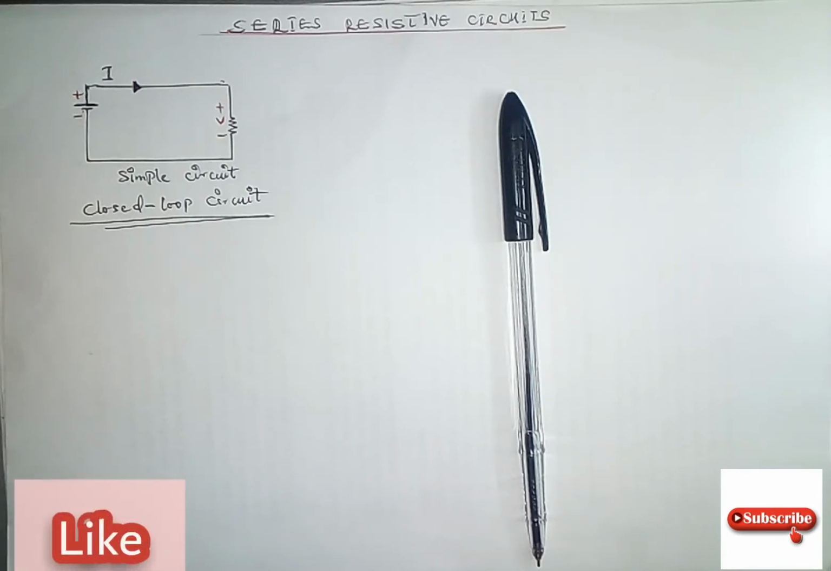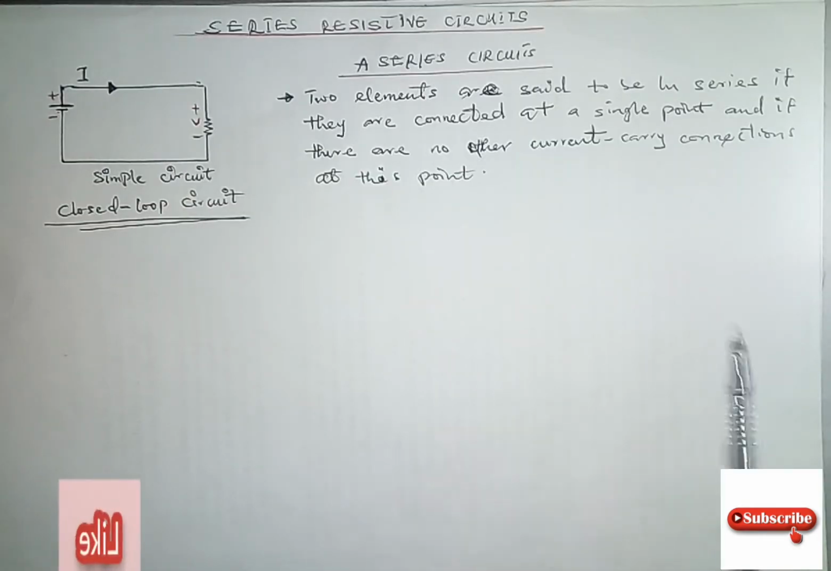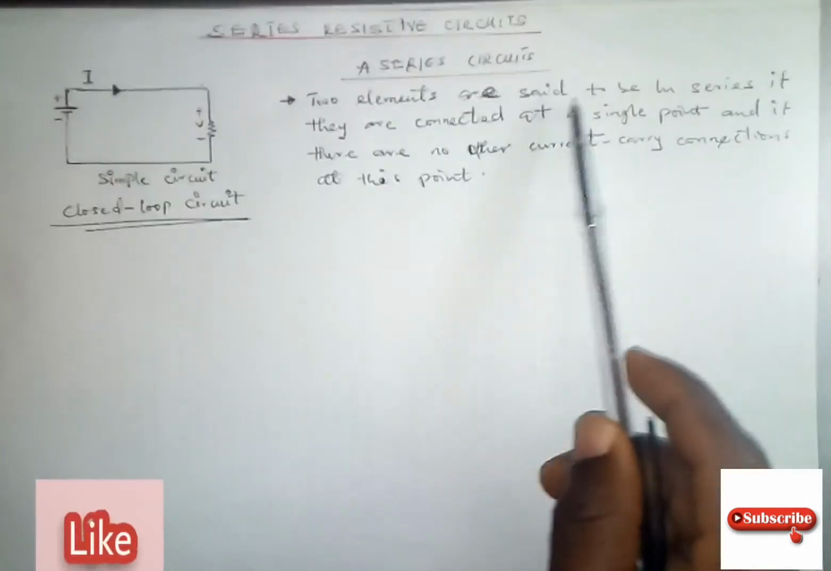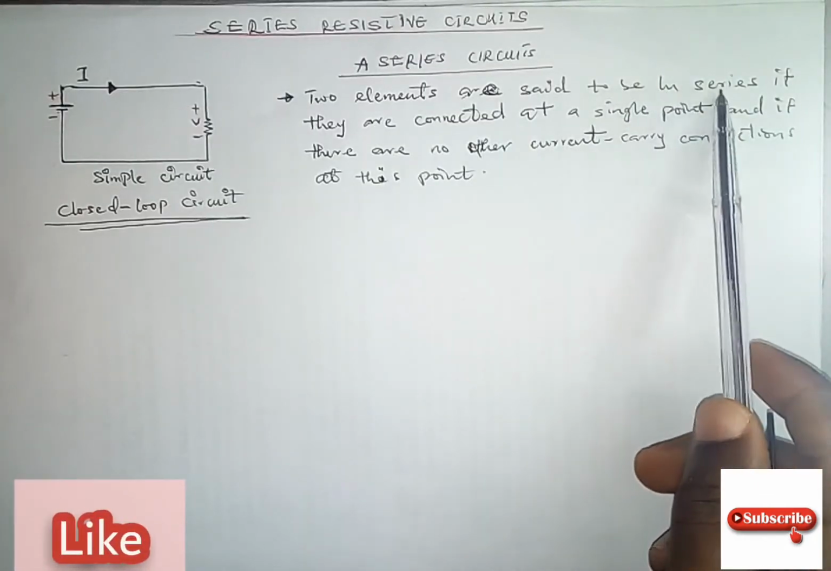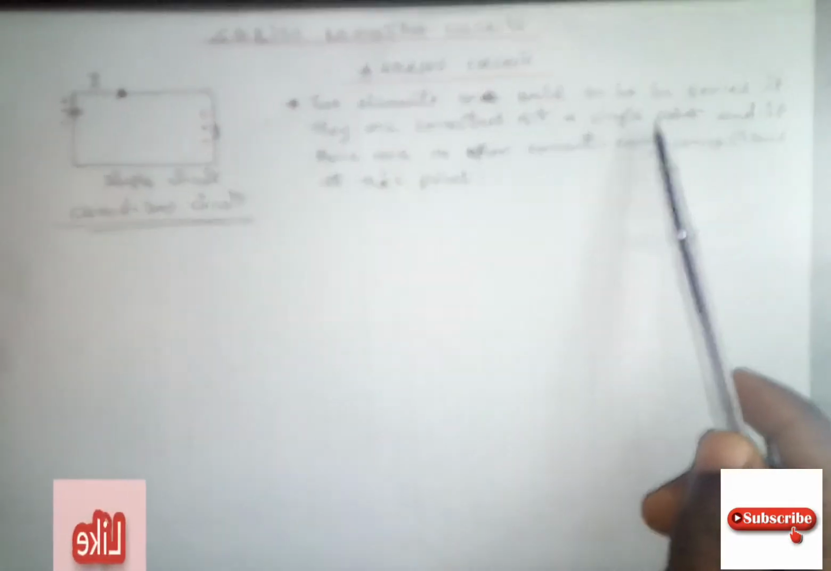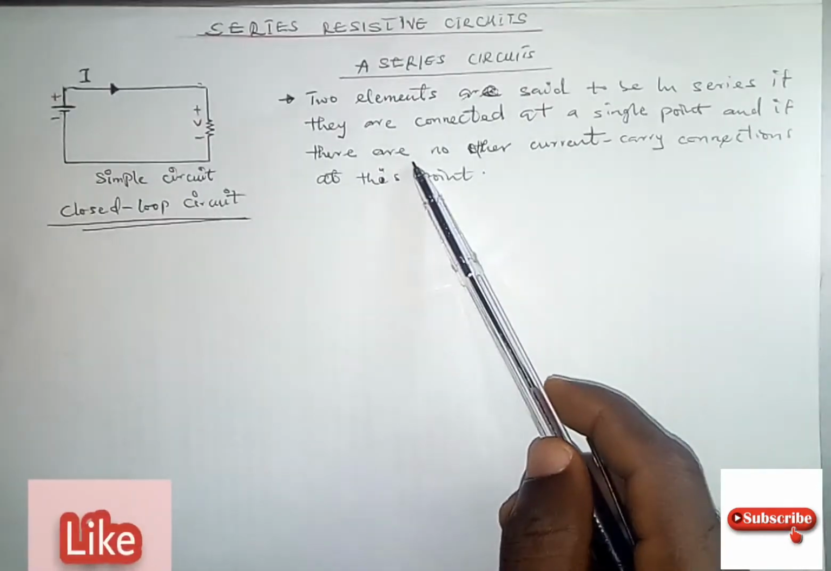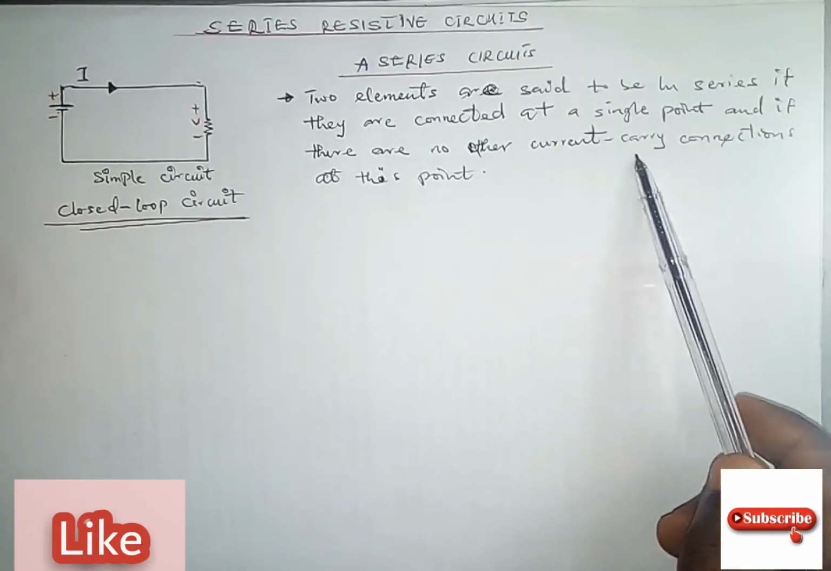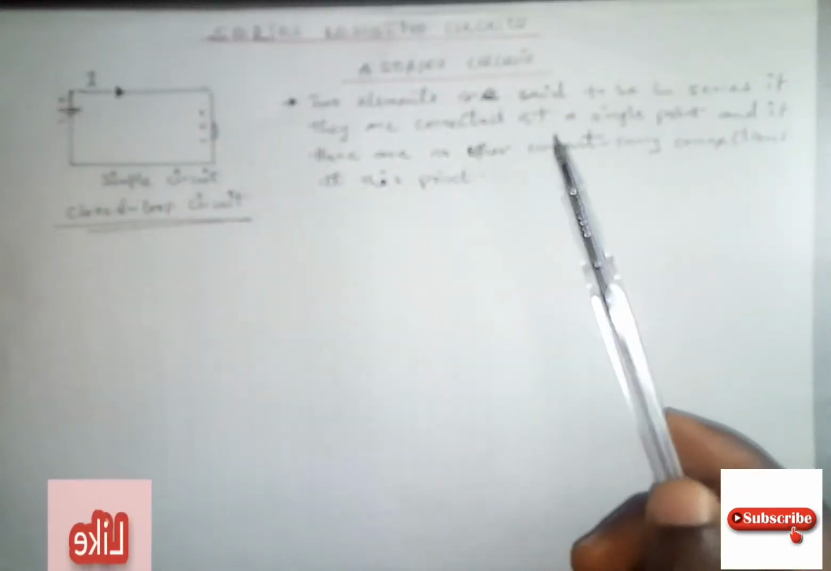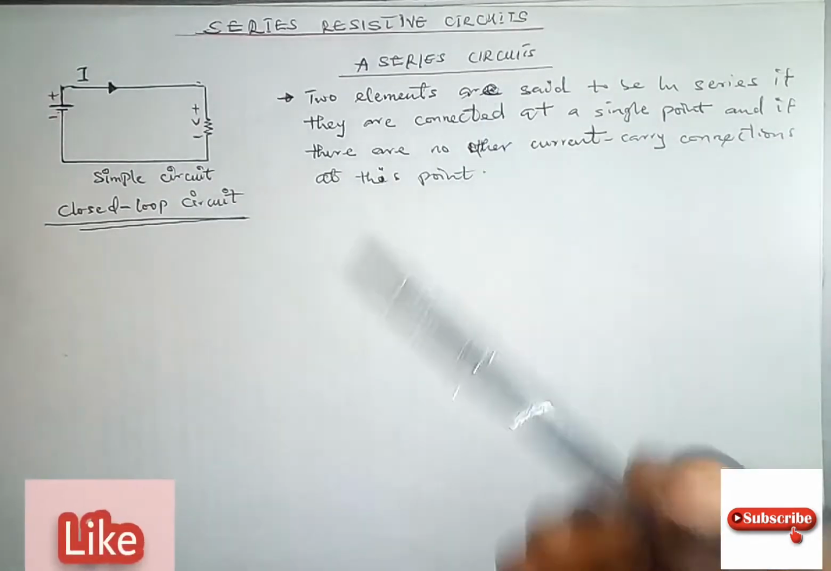Let's say, for example, the use of Ohm's law as the basics and the use of Kirchhoff's voltage law. These are the laws and the rules we normally use to approach any question or any circuit that is in the form of a series. In short, we can say two elements are said to be in series if they are connected at a single point and if there are no other current carrying connections at this point. That is the simple understanding of a series circuit.